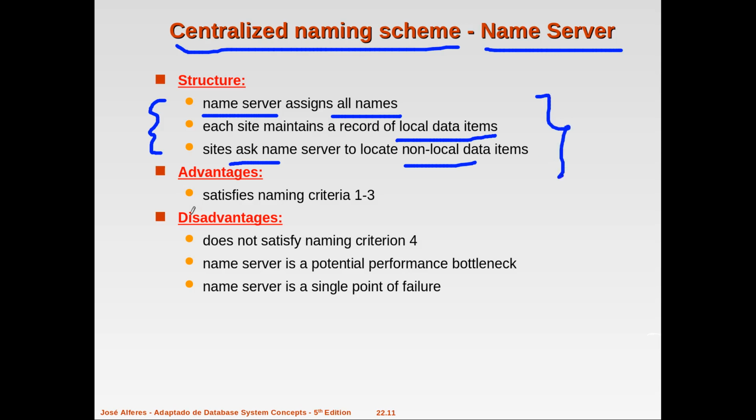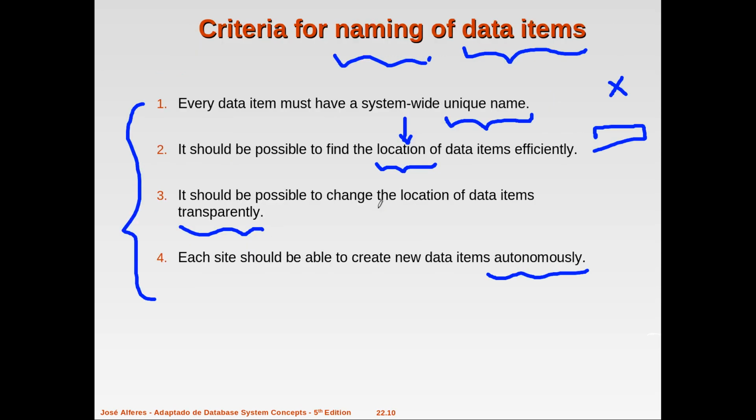Now the advantage of this scheme is it satisfies the first three naming criteria. That is, you can have a unique name, which can be given by the single server. Second, the location can be found by the single server, and also we can change the location. The location change can be permitted by the single name server. All the requests are sent to that single name server, and the server deals with the changing of location of various data items.